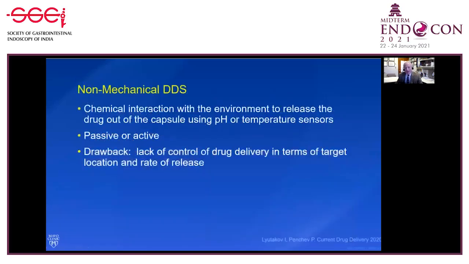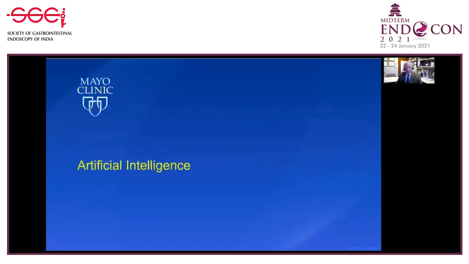The non-mechanical drug delivery systems have not been as successful. It's where you have a chemical interaction with the environment to release the drug out of the capsule using pH or temperature sensors. But the drawback is lack of control of drug delivery in terms of target location and rate of release. So we'll have to see if that continues.